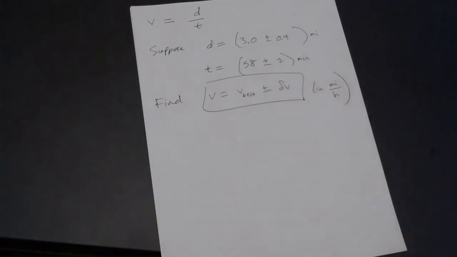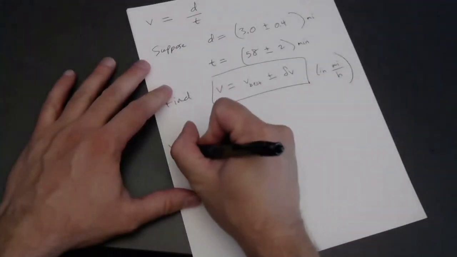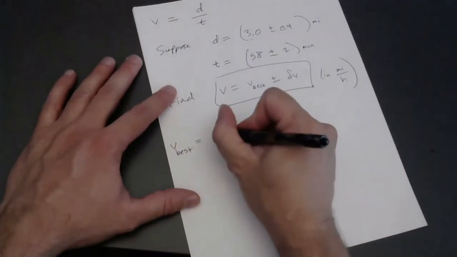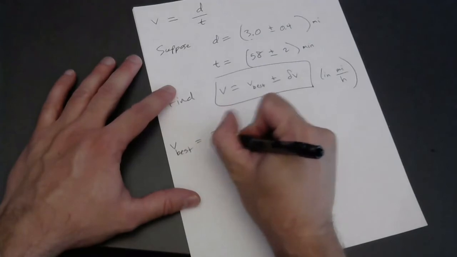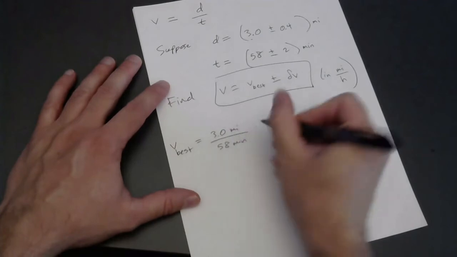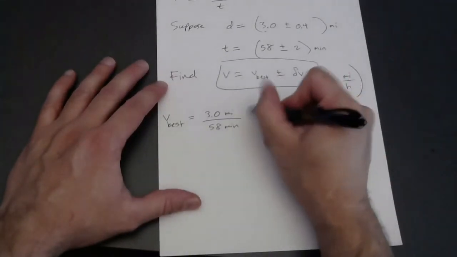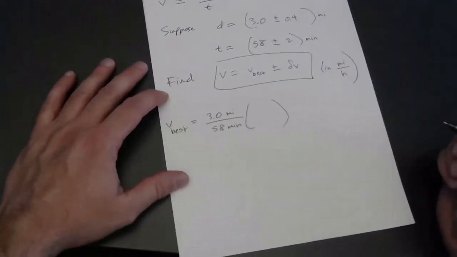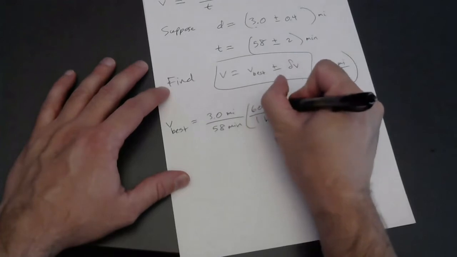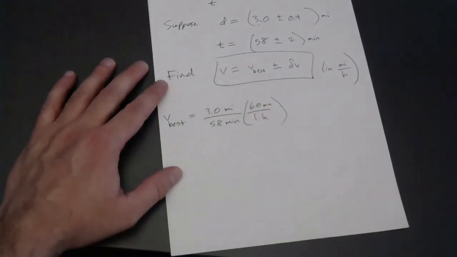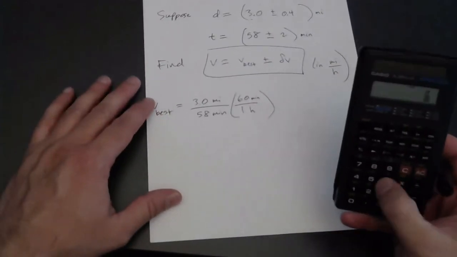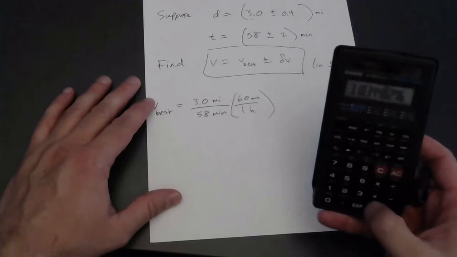So I'm going to do this in miles per minute first. V best, our best estimate, well, we would just take our best estimate for the number of miles and divide it by the best estimate for the number of minutes. And then I could just do this right now. I can convert from minutes to hours right now. So I know that 1 hour has 60 minutes in it last time I checked. So if we take 3 times 60 and divide by 58, how many digits should I keep?